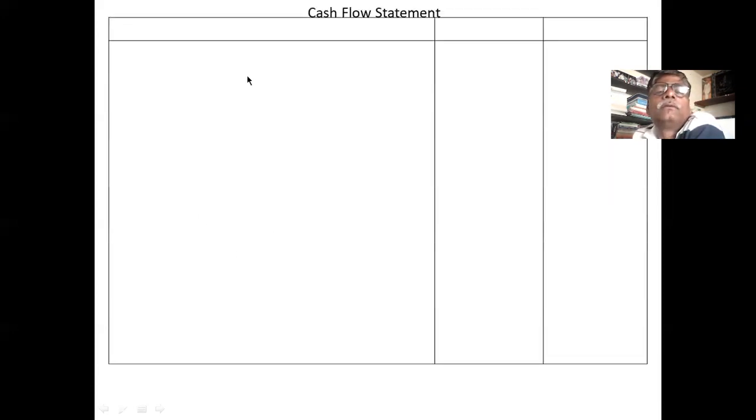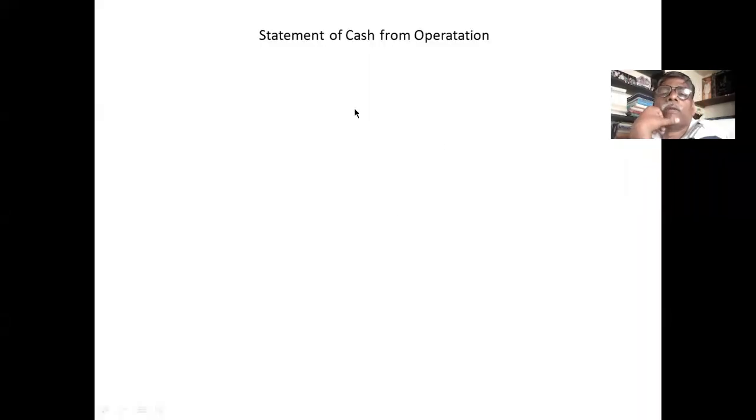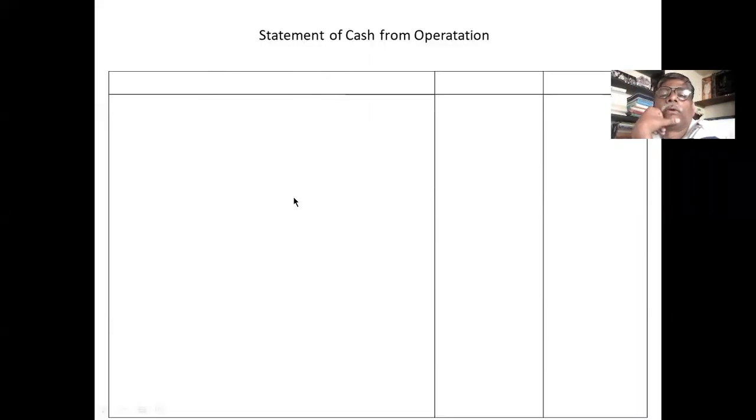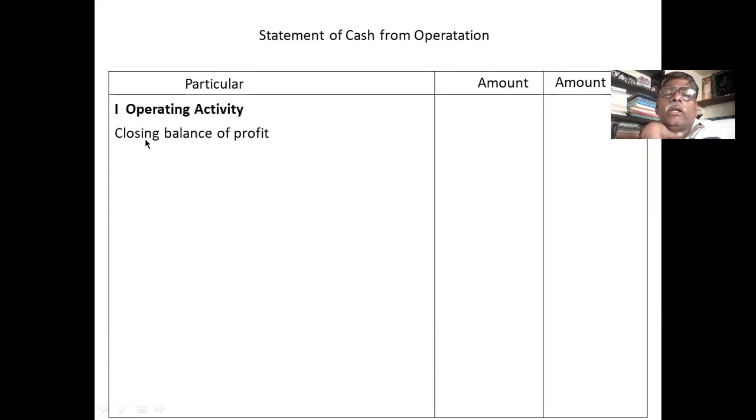You see the solution. Write the heading cash from operation. You see this statement. In this statement, particulars and amount. First, you write the heading operating activity. In the operating activity, you take the closing balance of profit, that is 20,000.